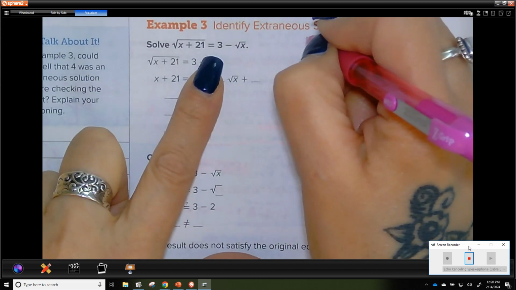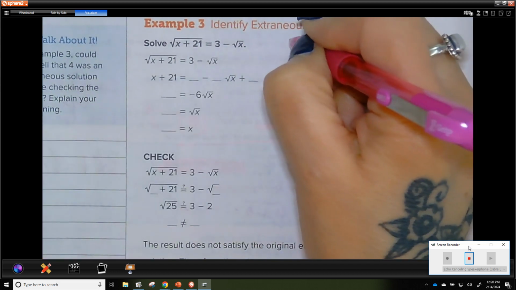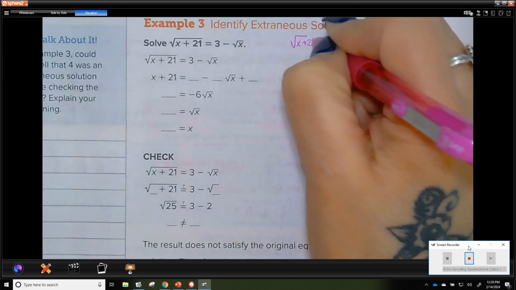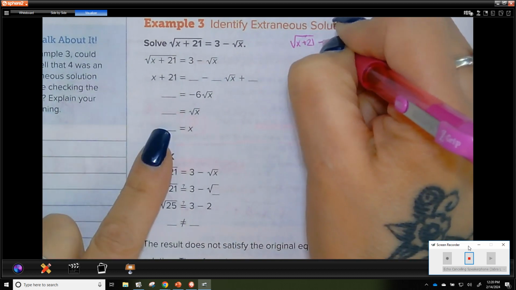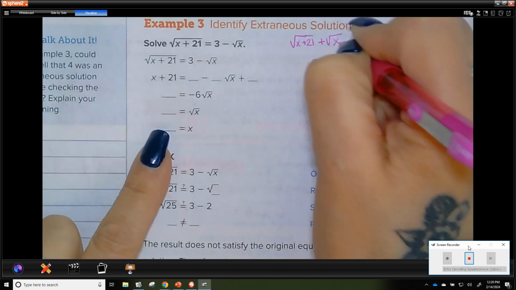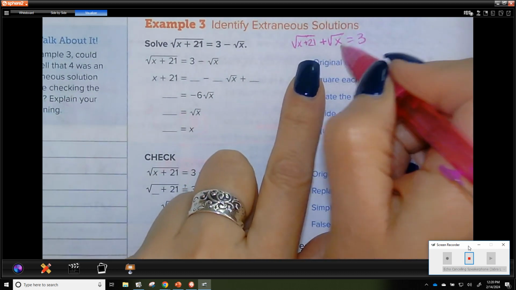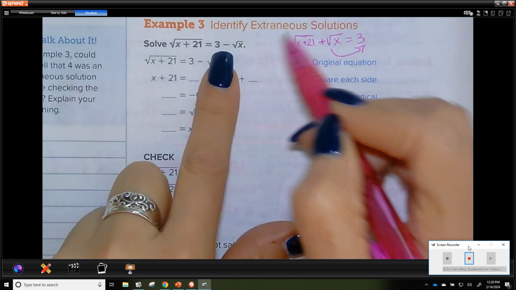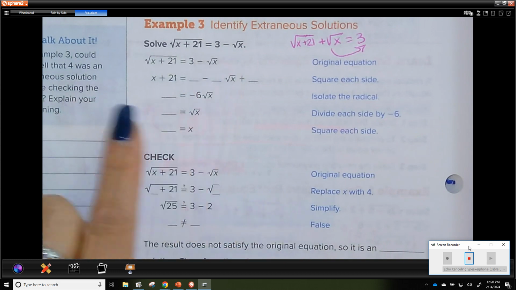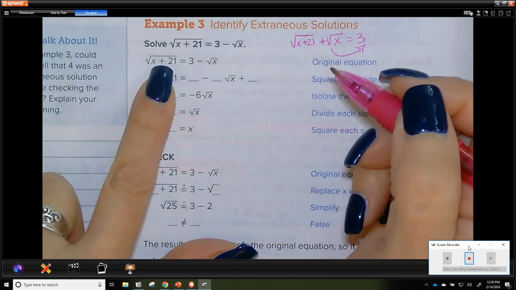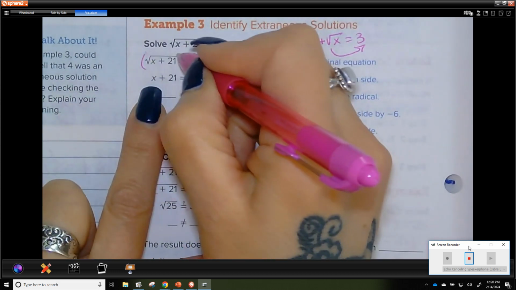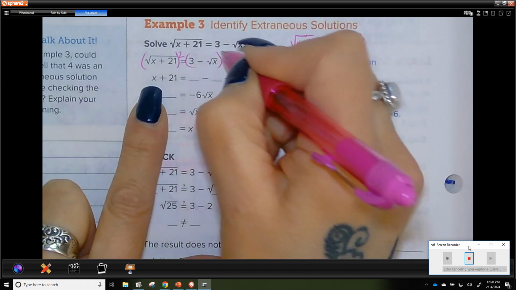In your assignment, you have one kind of like this, which is the same thing as this. See, that has 2 radicals on the same side, so you've got to subtract that one and move it over, and you end up with this. So then we have this first step, we have a square root, so we're going to square each one.